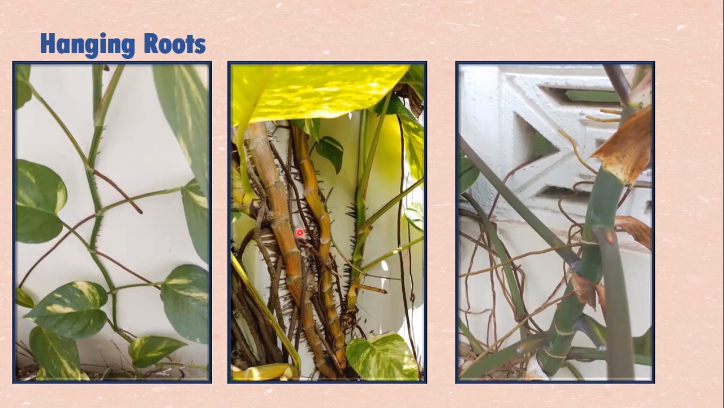A lot of hanging roots. This here is the hanging roots. These ones are very big, thick hanging roots. So the hanging roots, they hang in the air. They absorb moisture, all right, in the atmosphere.